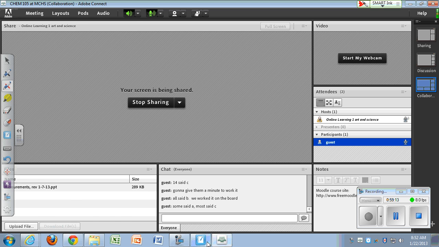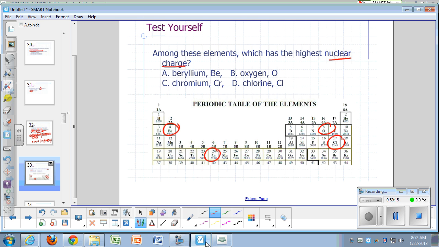Okay, most said C. All right, correct answer is C. Very good. That's 4 protons, so that's a nuclear charge of +4. That's a nuclear charge of +8 for oxygen, a nuclear charge of 17 for chlorine, and a nuclear charge of 24 for chromium. Correct answer is C.